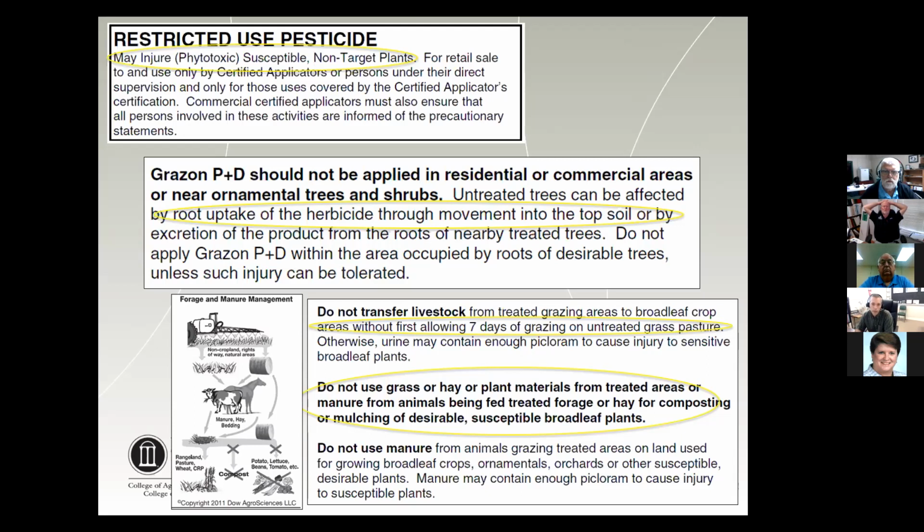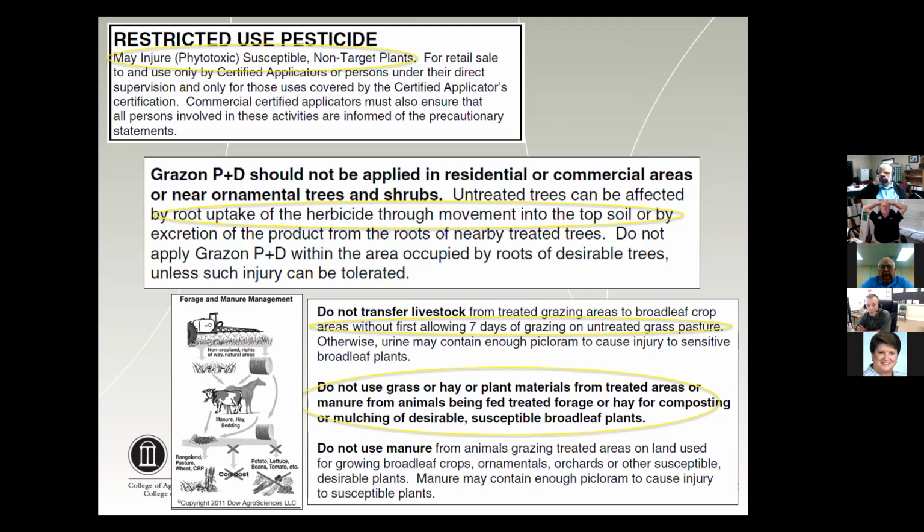And the very first thing it says under that restricted use label is that it may injure susceptible non-target plants. That means anything that comes in contact with trees, shrubs, whatever, is going to potentially be injured by this herbicide. The next statement there, you'll see on the label, it says it should not be applied in residential or commercial areas near ornamental trees and shrubs. So again, your landscape, your garden, you don't want these herbicides anywhere near those plants. And then it has a warning underneath that are circled that says trees can be affected by root uptake of the herbicide. So again, these are soil mobile, water soluble herbicides, they can carry over.